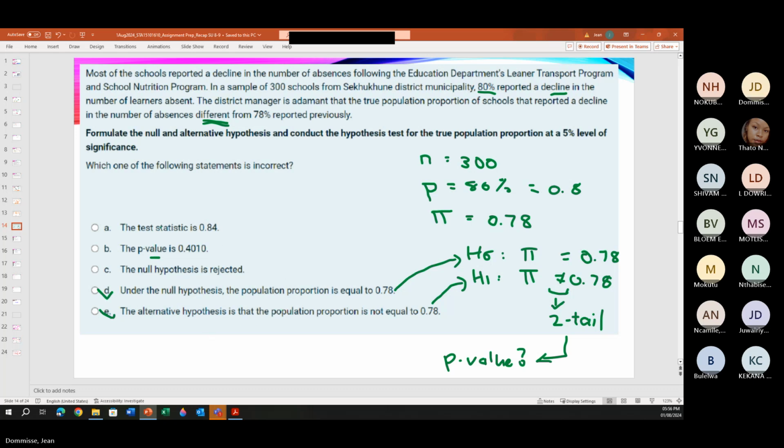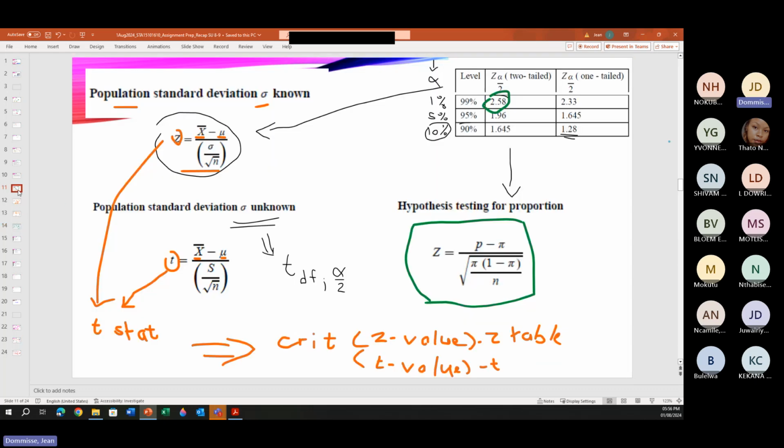Okay, so let's first work out the t-stat, because from the t-stat we will work out what the p-value is. So the t-stat, because it's a proportion, will always be a z, but I don't always remember what the formula is. I think it's going to be this, so let's quickly go back to it.